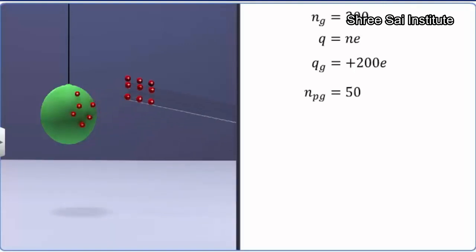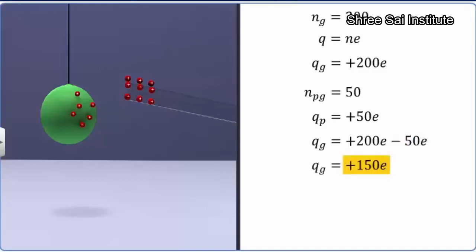Now, the pith ball has the deficit Np of 50 electrons, which implies that the charge on the pith ball, Qp, is equal to plus 50 e. Similarly, the glass now has a charge of plus 200 e minus 50 e, where minus 50 e is the charge due to the 50 electrons gained by the glass. Therefore, the effective charge on the glass is plus 150 e. Hence, it has become less positively charged compared to its original state.